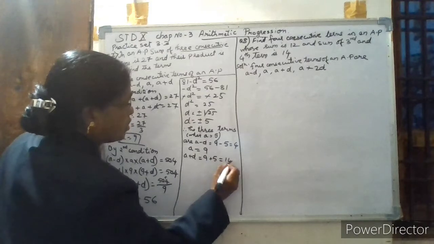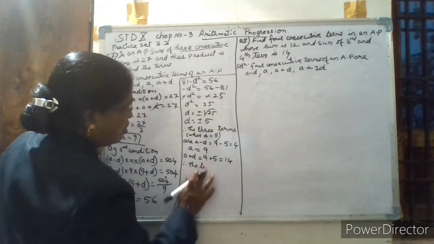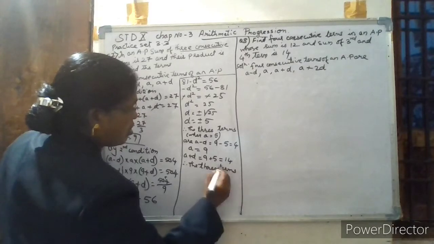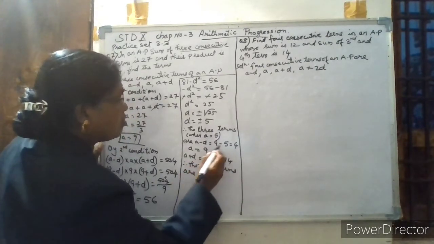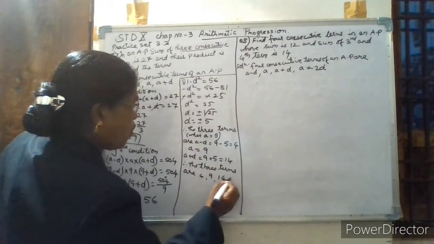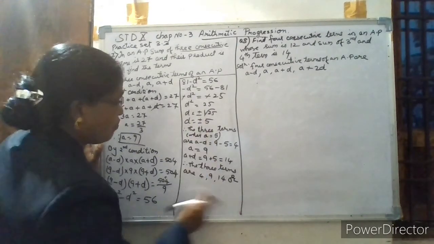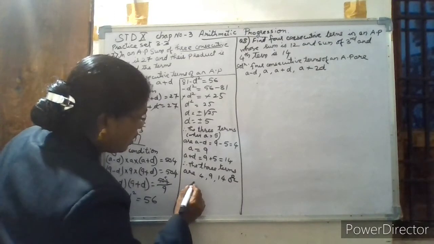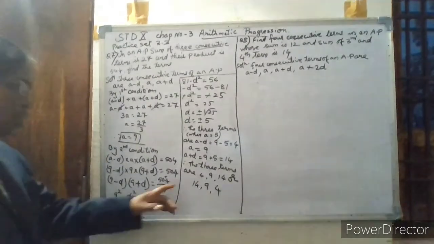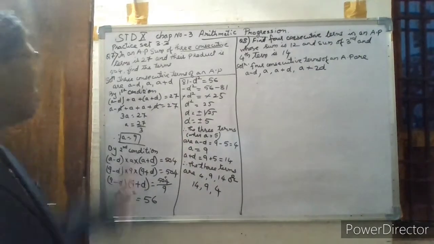Therefore the 3 terms are 4, 9 and 14. Or if we take d as minus 5, we will get it in the opposite way, that is 14, 9 and 4. So therefore the 3 consecutive terms are 4, 9, 14 or 14, 9 and 4. So this is about 3 consecutive terms.